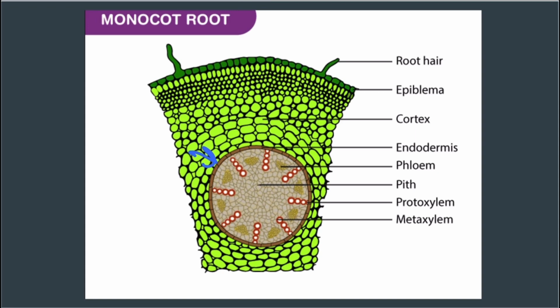It serves as a gateway, which lets certain dissolved substances and water from the cortex into the vascular tissue. Next, we're going to look at the phloem. The phloem are these little yellow round bundles which are responsible for transporting nutrients from the leaves to different parts of the plant.